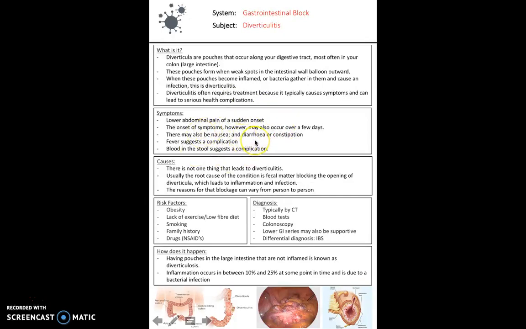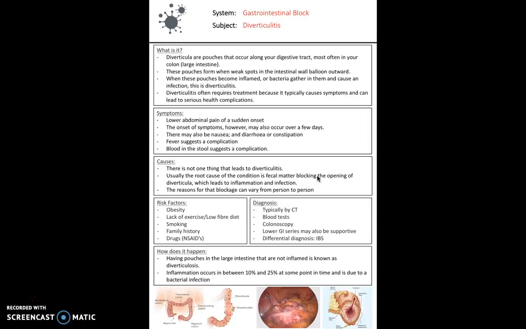There may also be nausea, diarrhea and constipation. And really, if the patient's got fever as well, it's suggesting a complication. Again, blood in the stool suggests a complication. There's not really one cause for diverticulitis, but usually the root cause is fecal matter, which is blocking the opening of the diverticuli. So if that fecal matter gets stuck in the diverticuli in that pouch, it leads to inflammation and infection. But the reason for that blockage can vary from person to person.